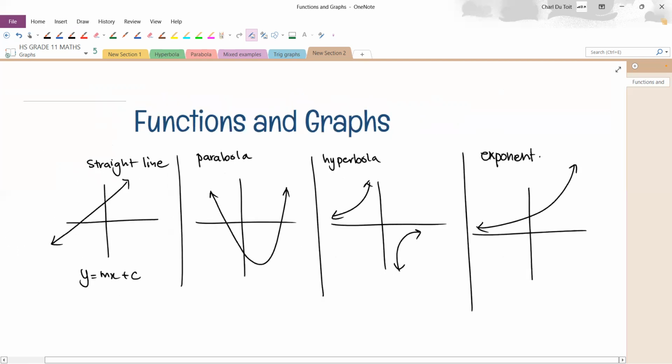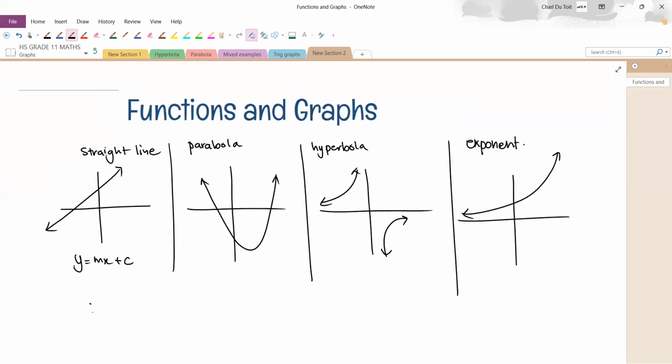So we are not going to do the straight line. We're going to assume that you can do that already. You should be able to. Otherwise, you have to do some revision on that. Okay, first graph is parabola.